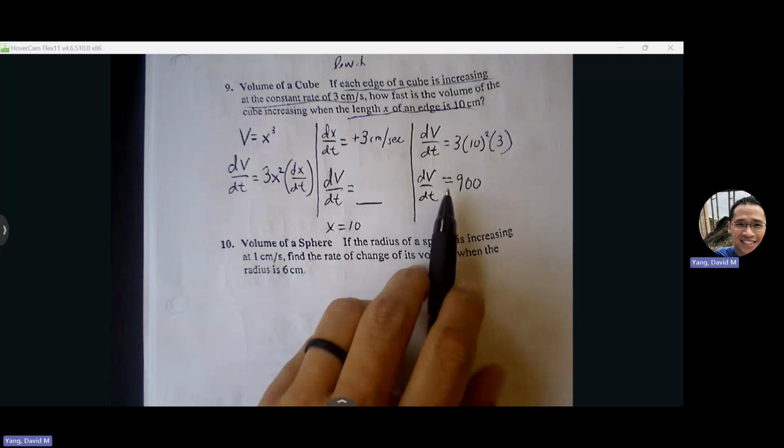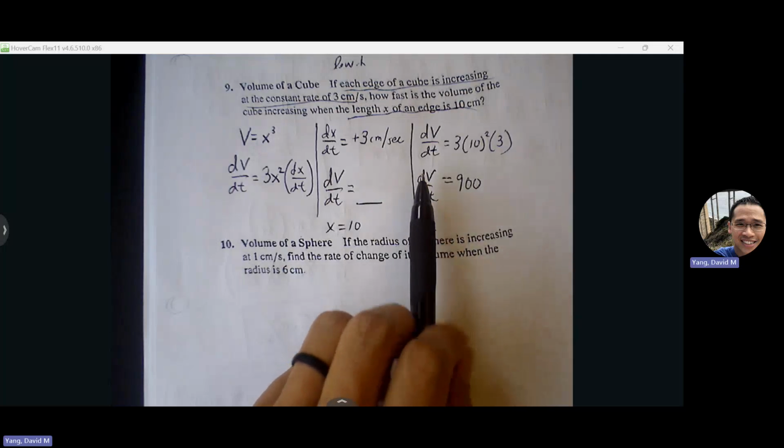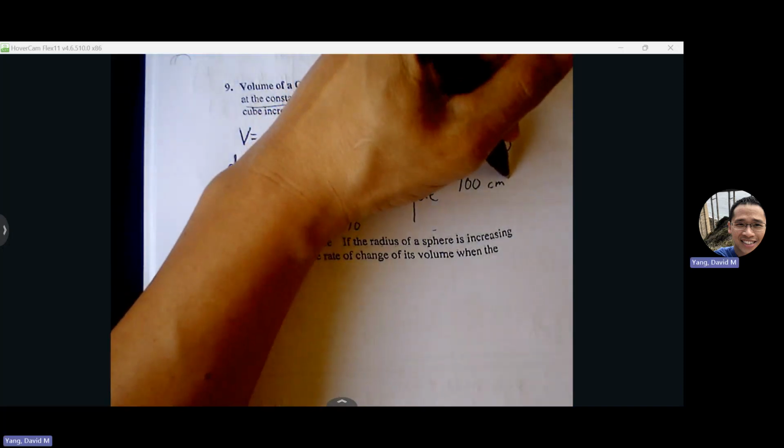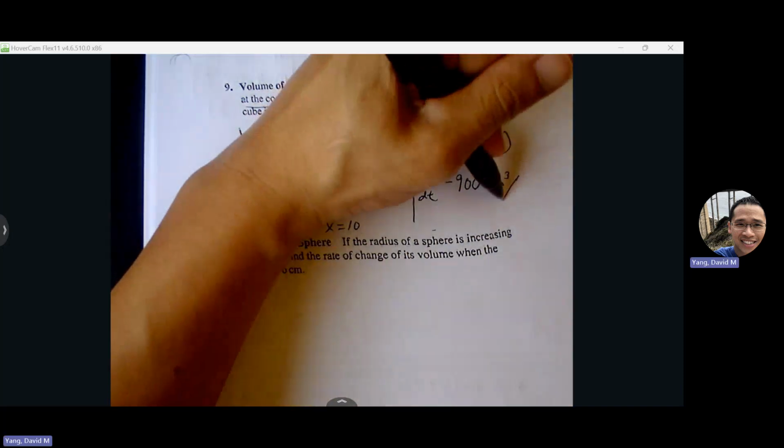Okay, let's talk about units here. We want volume and time over each other. So volume is in terms of centimeters cubed per second.